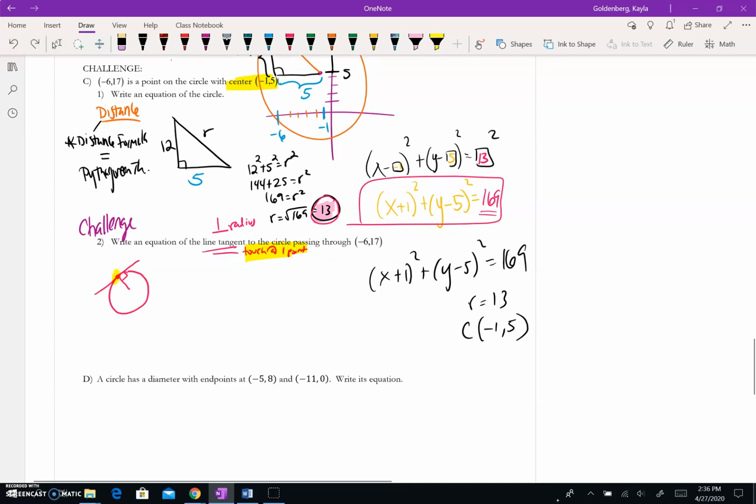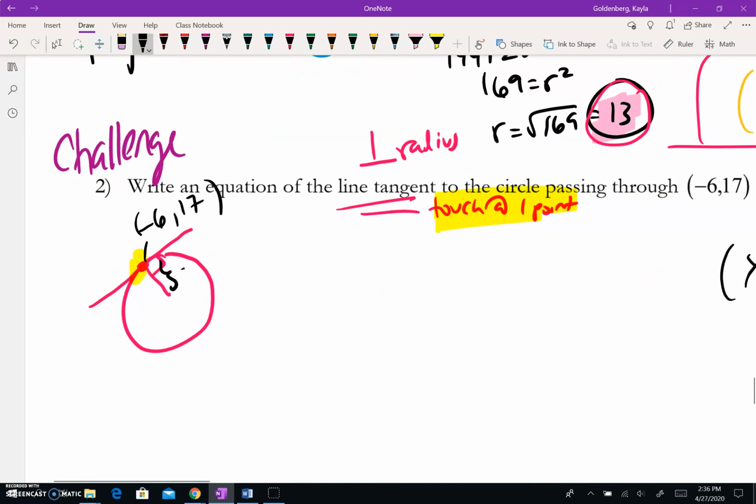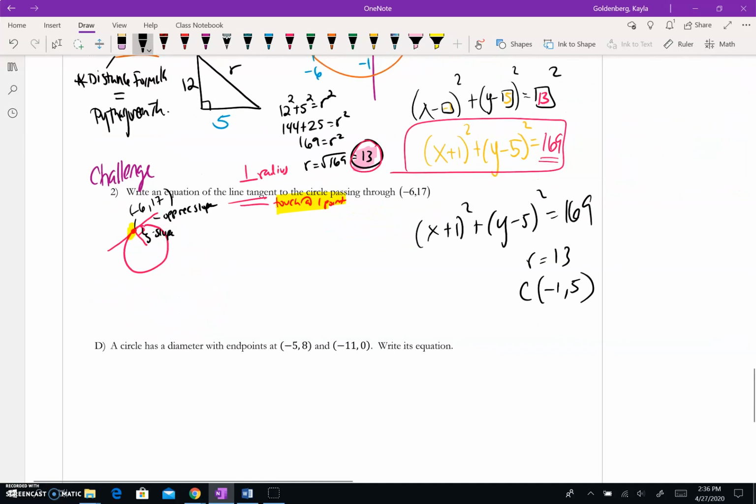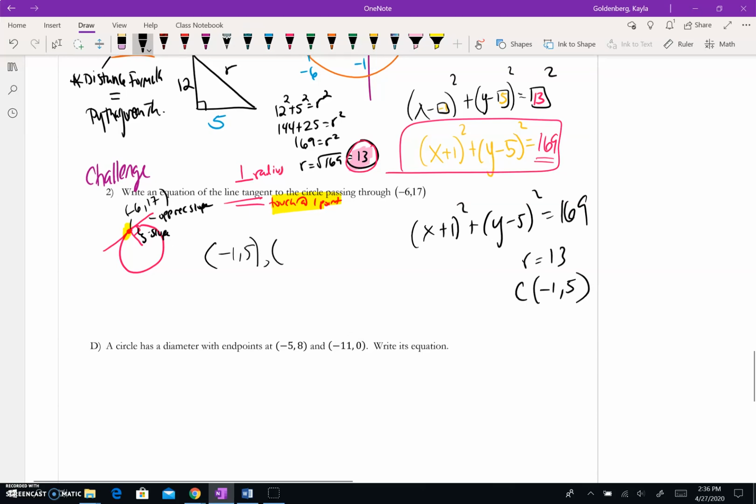So actually I'm going to keep that picture there. So we're going to assume that this is -6, 17. Okay. So the biggest thing here is we want to figure out the slope. If we figure out the slope of this line, remember, if you want them to be perpendicular, we're going to use that slope and do the opposite reciprocal slope. So the slope of the radius there would go from the center, which is -1, 5, and it would go through -6, 17. So we're going to find that slope, and then we're going to do the opposite reciprocal will be our next step.